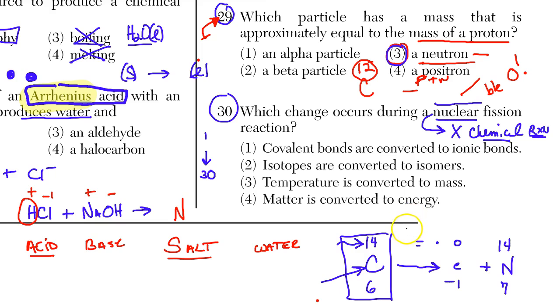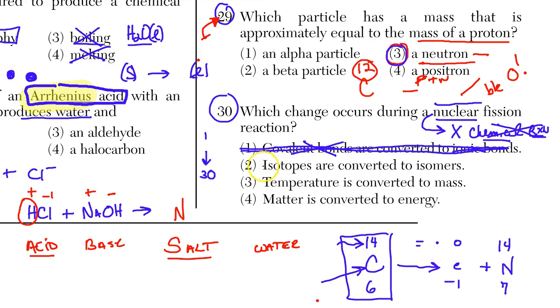I'm trying to stress that because we want to get rid of the type of questions that are chemical reactions. So let's look at them. Which change occurs during nuclear fission? Covalent bonds are converted to ionic bonds. Well, that's something that doesn't happen. And covalent bonds and ionic bonds are about electrons being shared or transferred. So this is a what? This is a chemical reaction. Get rid of it. They're going to give you those choices. All right. And then isotopes are converted to isomers.